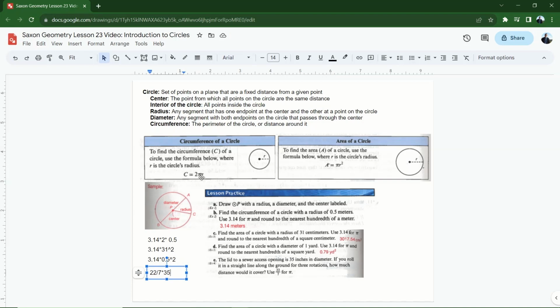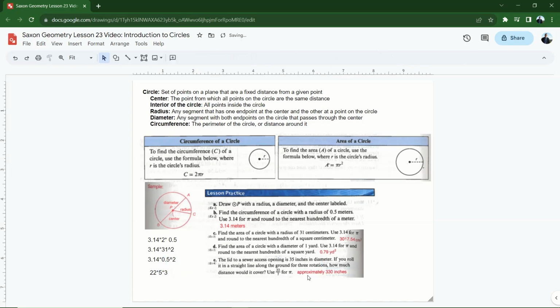Circumference is pi times the diameter, or pi times 2 times the radius, right? All right. Then I need to multiply this by 3 because we're rolling it across the ground 3 times. Now let's just look at this. 22/7 times 35. I can cancel this 7 with the 35, and change 35 to just 5, because 35 divided by 7 is 5. So this is going to be 22 times 5. Let's see, 22 times 5 is 110. Times 3 is 330. Let's see if that's what we got. Approximately 330 inches.